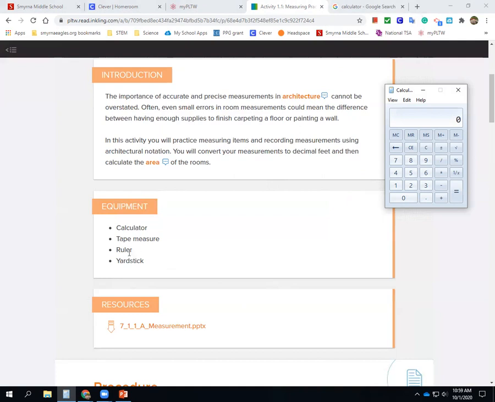All right, we also need a tape measure, ruler, or yardstick. You can use probably just a ruler, or you can use just a tape measure, or just a yardstick. It's got to have inches on it. The ruler might be small for some things, but you can hopefully keep track and move the ruler to measure the bigger things.